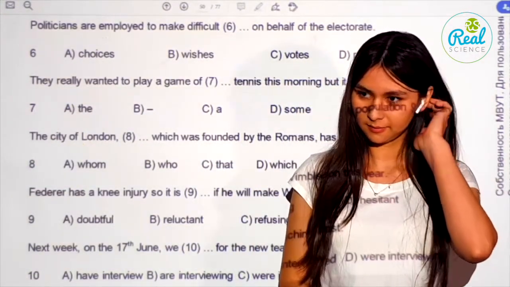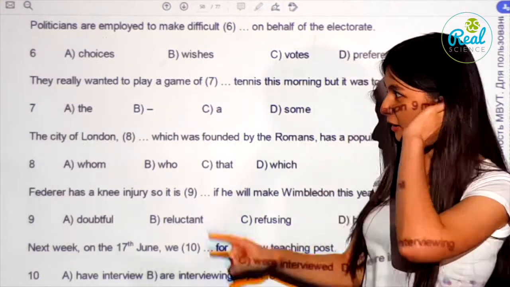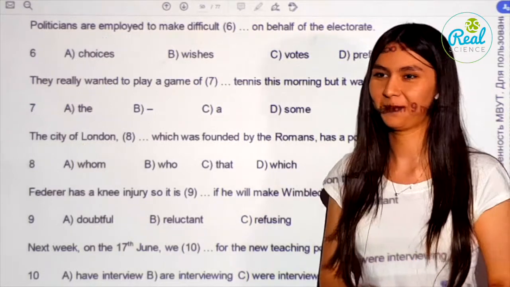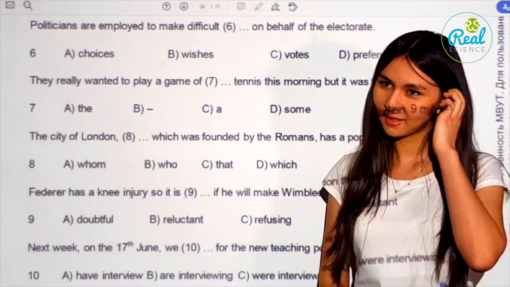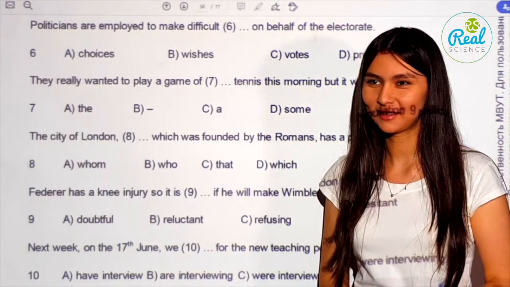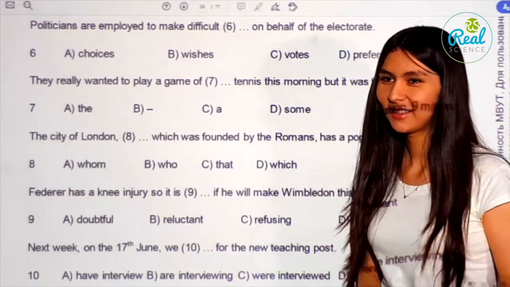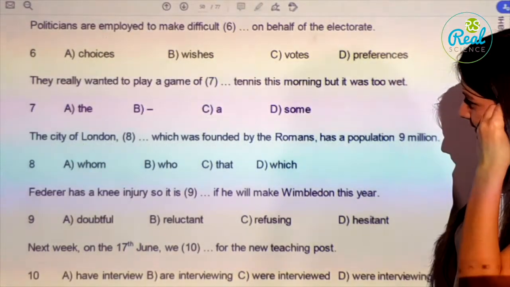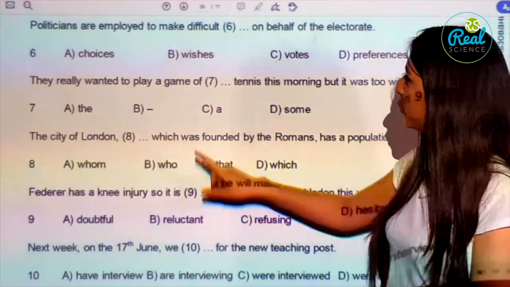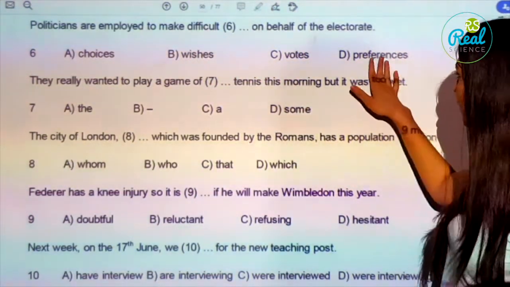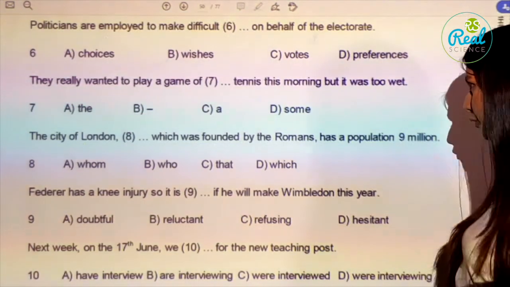Okay? Nice. Okay, can we start the first one? Who wants to read? Erkinova. Can you read the first one? So politicians are employed to make difficult preferences on behalf of the electorate.